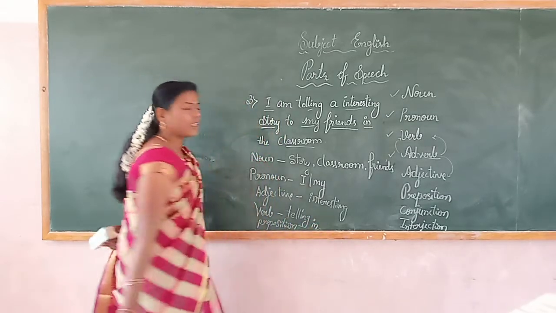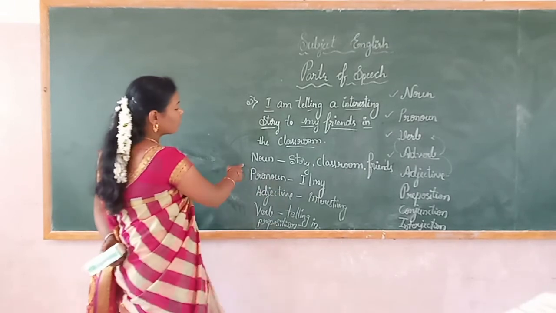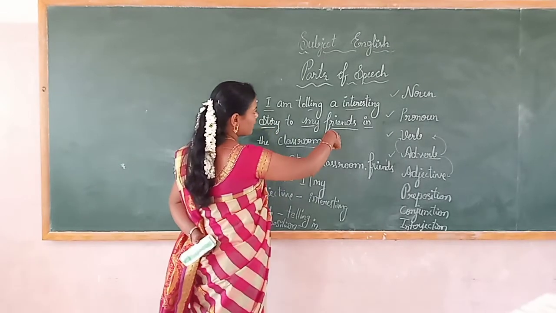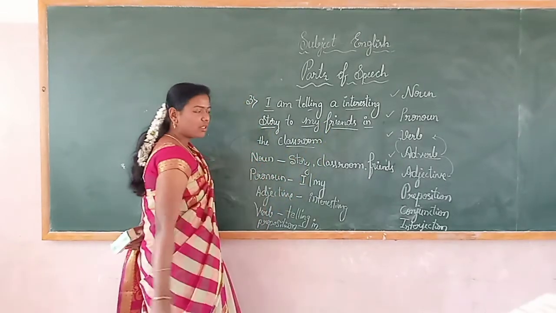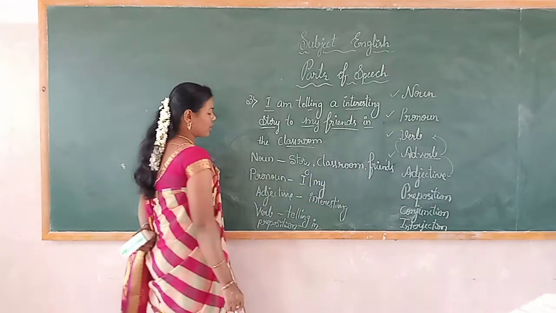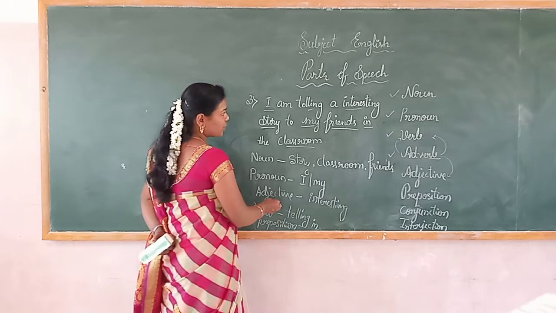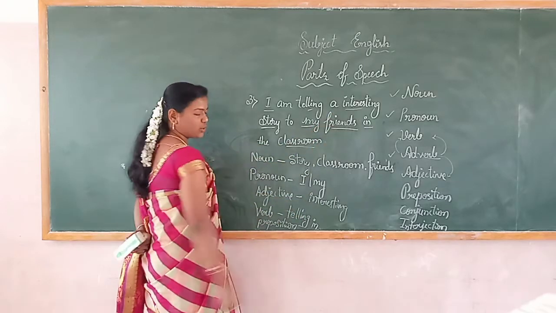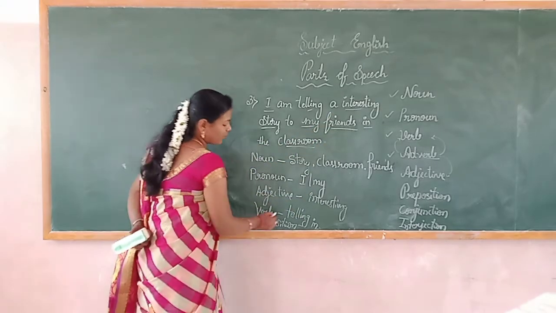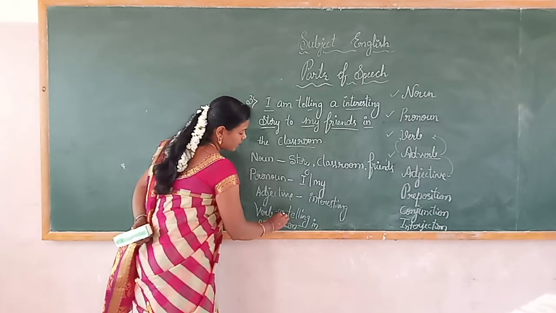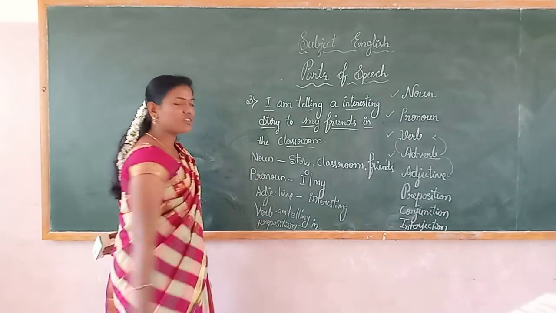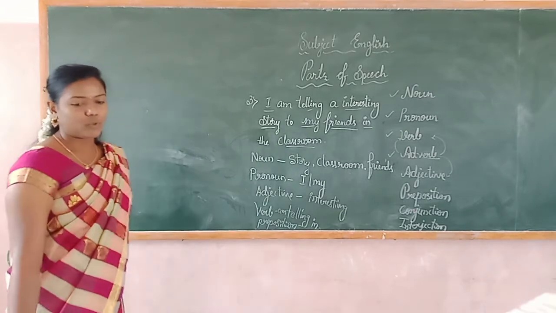Okay, dear student. First one. Now, story, friends, and next classroom. There are three nouns. Which is pronoun? I. It is the pronoun. Adjective. Interesting story. Next one. Verb. Telling, it is the verb. Which is preposition? In, it is the preposition.